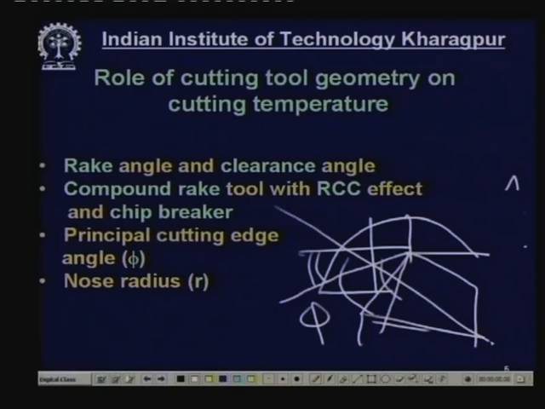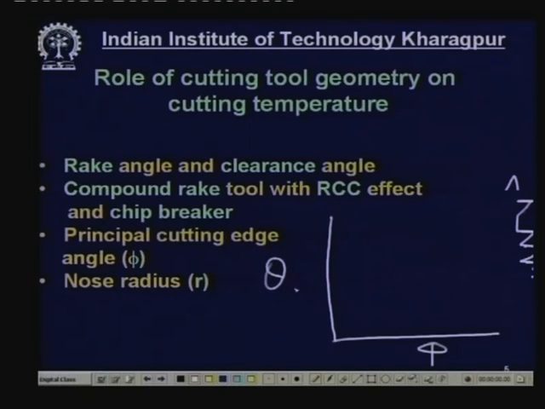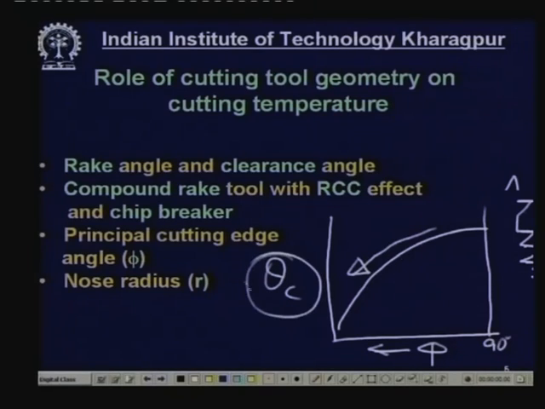For example, it is like this. If you plot phi of the cutting tool and temperature, it will go like this. So, this is a maximum when it is 90 degrees. So, with the reduction in this principal cutting edge angle, the temperature can be reduced for the same metal removal rate without changing velocity, feed, depth of cut. We can control the temperature to some extent by controlling the tool geometry.